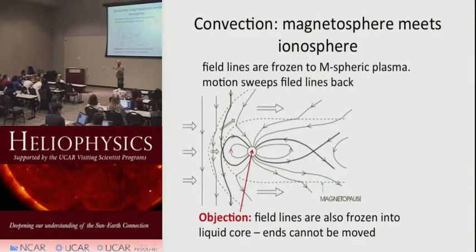It's true that they're frozen into the core of the Earth. It's true that they're frozen into the solar wind. So the two ends of the field line then have very different masters. One is stuck at the core and the other is moving with the solar wind. This is a bit of an appeal to those people who have looked a bit at frozen-in fields in plasmas.